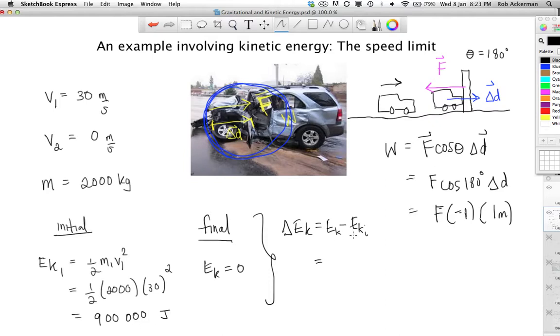So that was EK final minus EK initial. The final kinetic energy was 0 minus the initial kinetic energy of 900,000 joules. That gives you a negative 900,000 joules. And that's supposed to be equal to the work done, which, as we see here, is F, the force, times cos 180, which is -1, times the 1 meter that I estimated here. So that's just going to be negative F.